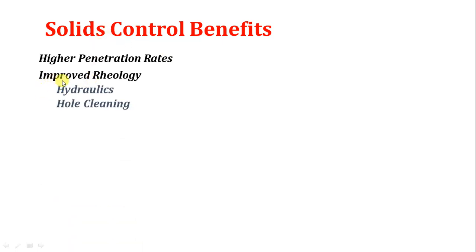Number two, to improve the rheology and hydraulics and the hole cleaning. How do we improve the rheology? How do we improve the yield point? Actually, as we have talked before, a high plastic viscosity, or PV, means that there is too much solids in the mud. So if we decrease the solids, PV will decrease and the yield point will increase. So we will improve the rheology and also the hydraulics.